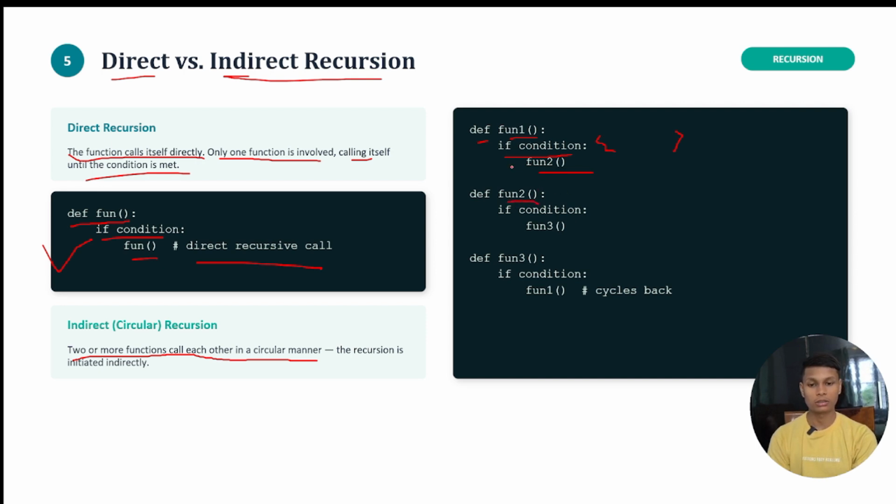Not in this function. Does it give you the output? Yes, it will give you the output, but it is the indirect type of recursion, which means we are calling another function in a function. We are calling function 2 in function 1, and you can see here, function 3 in function 2 and function 1 in function 3. So this is the way to write indirect recursion.